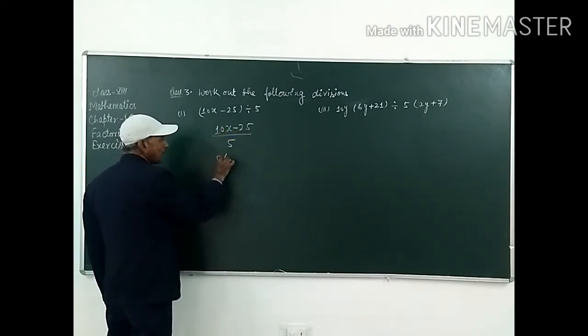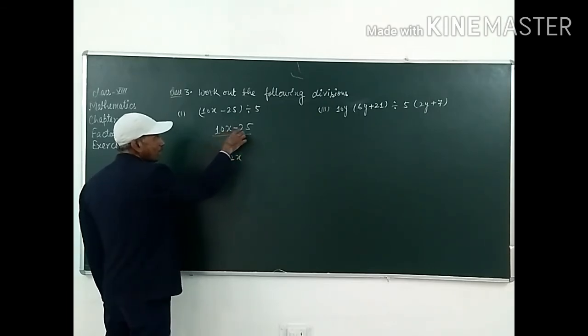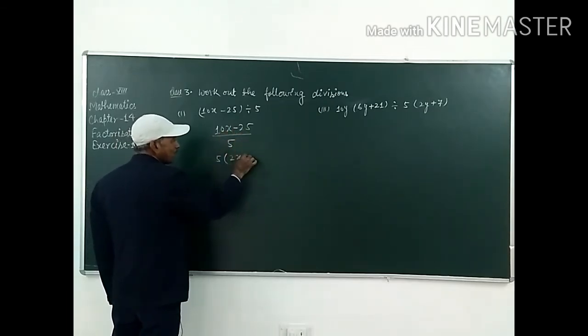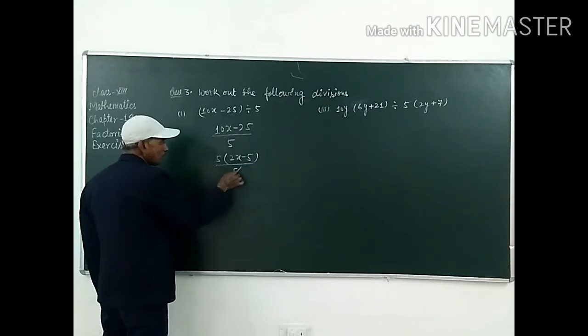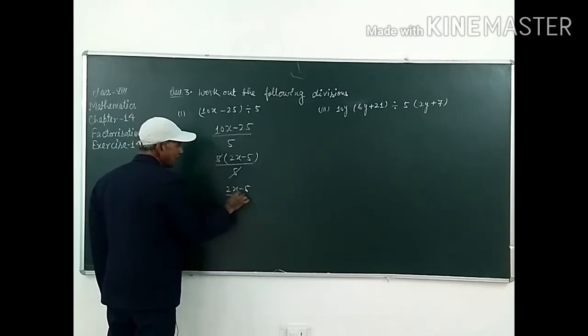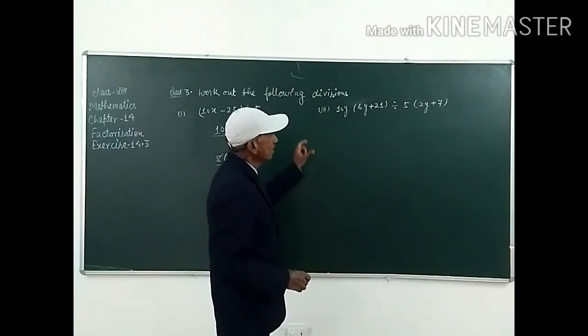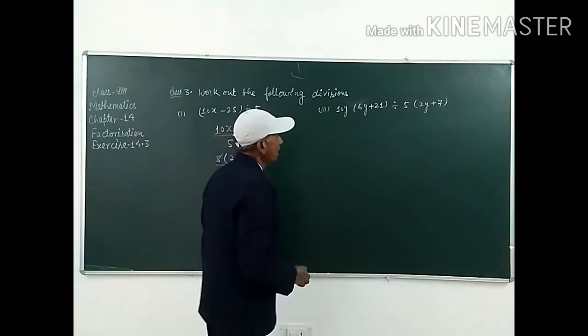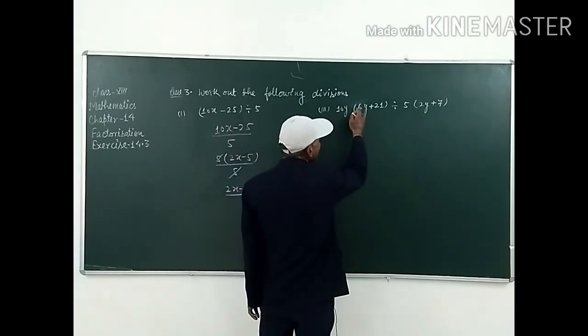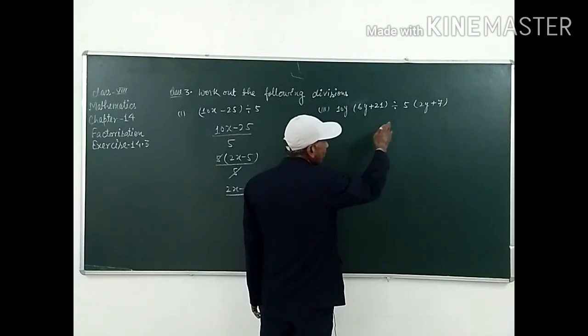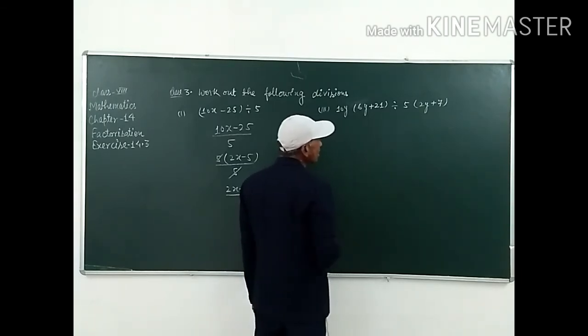So we have to take 5 as common, and after taking 5 as common, 2x will remain in the first term, and this one 5 5s are 25, minus 5 will remain in the second term, and it is divisible by 5. So 5 and 5 will be cancelled, only 2x minus 5 will remain, and this one is the answer, student. This is the third part of question number 3, student, and we have to divide 10y into 6y plus 21 by 5 into 2y plus 7.